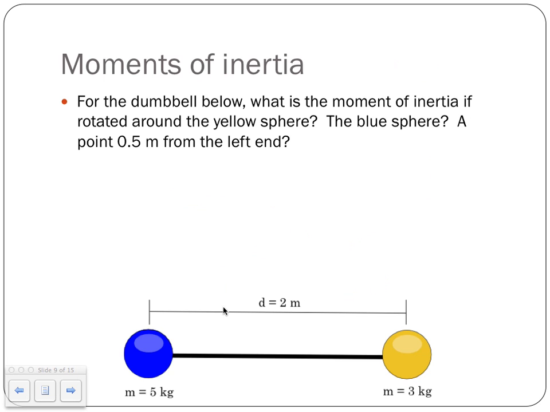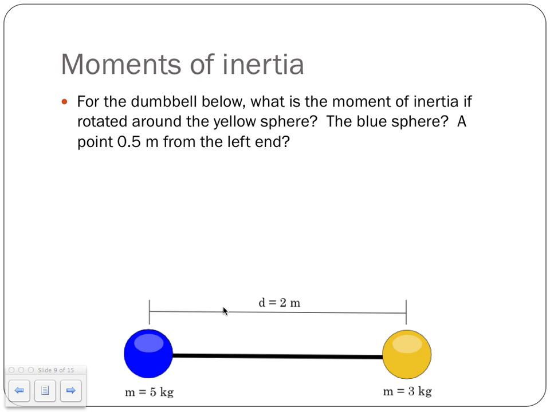So for the dumbbell below, what's the moment of inertia if rotated around the yellow sphere, then the blue sphere? And then what about a point 0.5 from the left end? So 3 problems here. First, let's rotate it around the yellow sphere. For the purposes of doing this, we're going to assume both of these spheres have an infinitesimally small radius, so we can treat them like point masses.